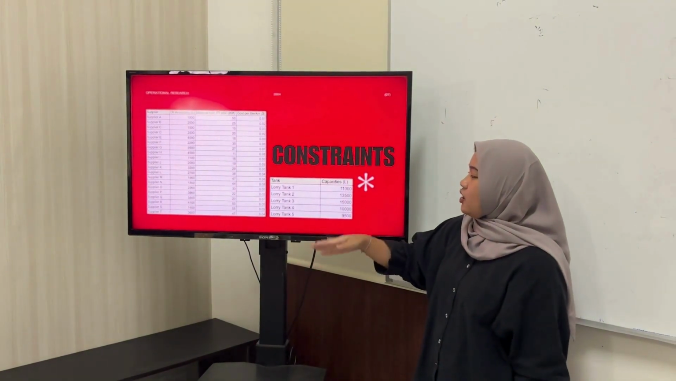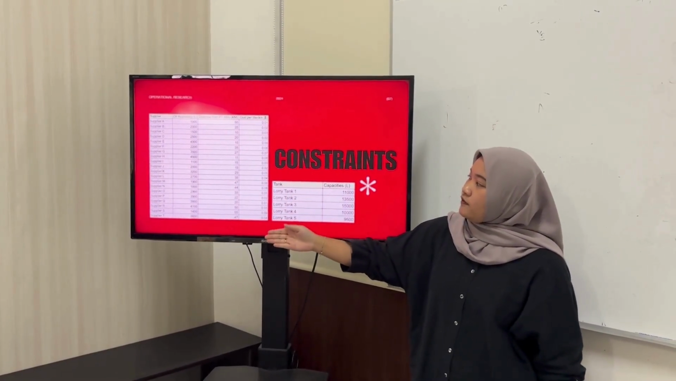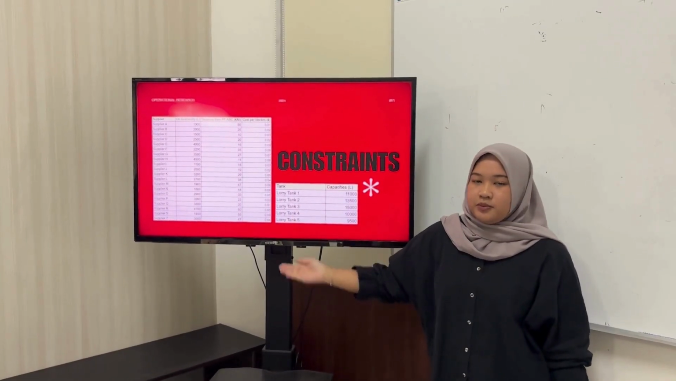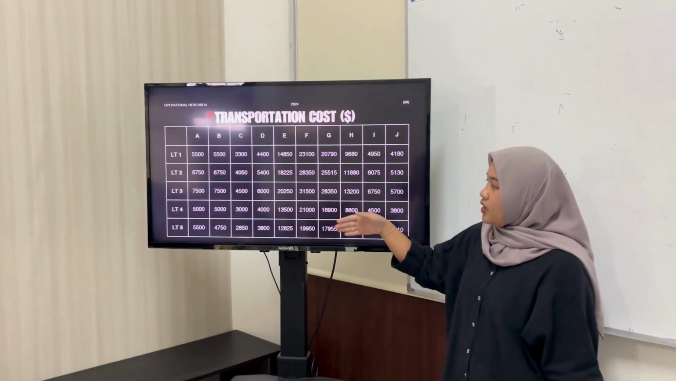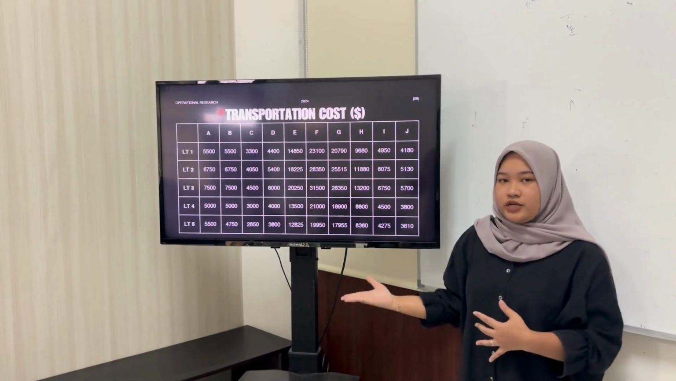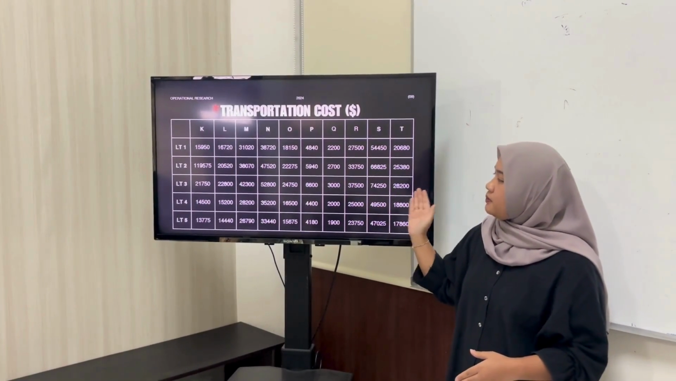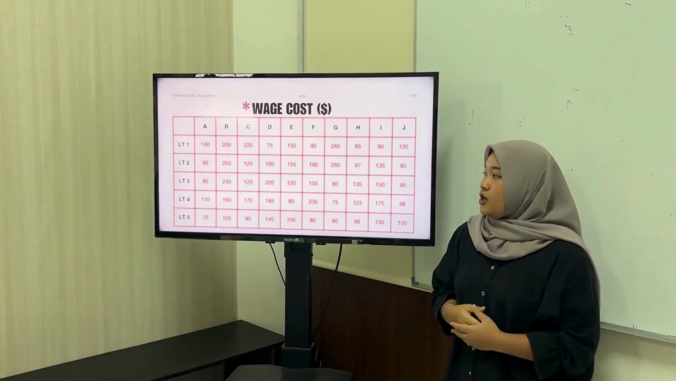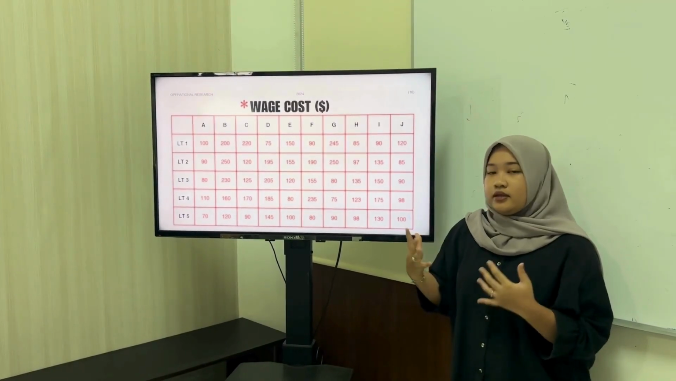Okay, these are the constraints. We have the capacity for each lorry tank and 20 suppliers with the oil availability and distance from Pertanian and the cost per liter per kilometer. Okay, these are the transportation costs. As you can see, each of these costs are different, influenced by the constraints. So we calculated this from the constraints. And then we have 20 suppliers and 5 lorry tanks. Next is the wage cost, which each driver will have different wage costs according to the lorry tank that they operate.